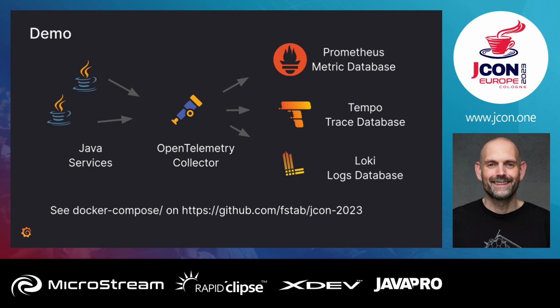This is what I got running on my laptop. So basically we have a couple of Java services, and this talk will mainly be about how to instrument these Java services with OpenTelemetry. Then I have the OpenTelemetry collector running. In case you don't know what that is, it's basically an open source project from the OpenTelemetry community. It has a standard port open, and on this port it accepts metrics, distributed traces, and logs, and the Java applications send their telemetry data there.